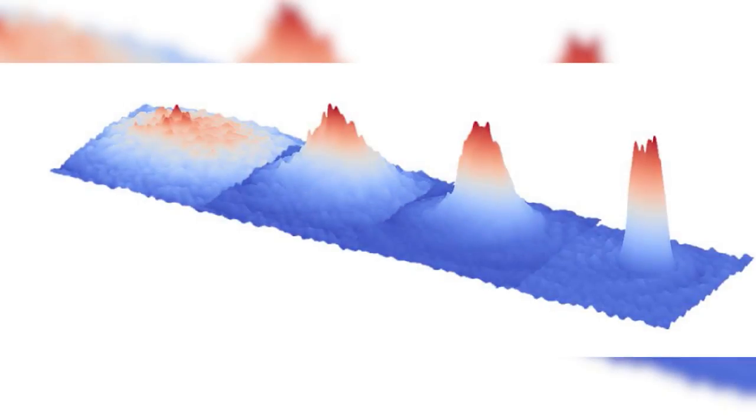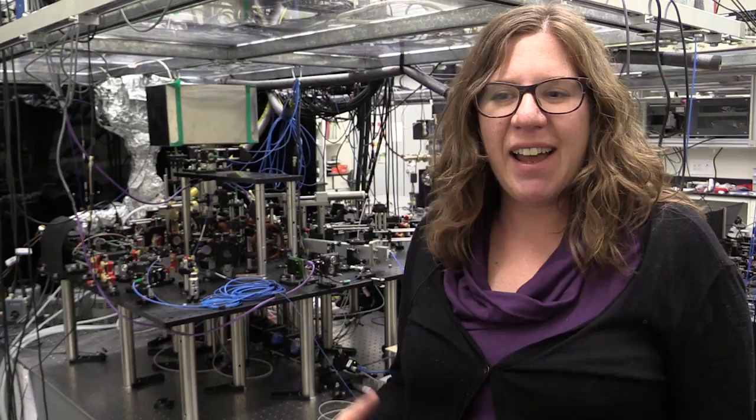Bose-Einstein condensate is a collection of atoms that have all decided to group together into one quantum state, which means they kind of act like one atom, but there are many of them all together. And this is a quantum state that we can actually take pictures of and we can do interesting experiments with.